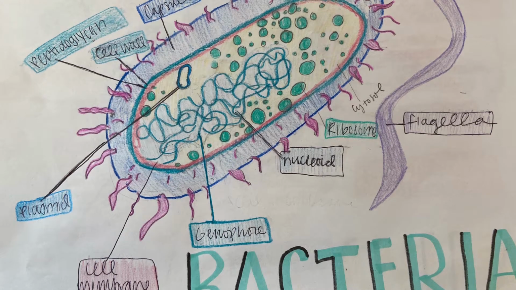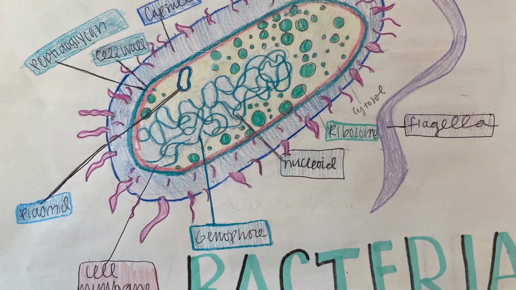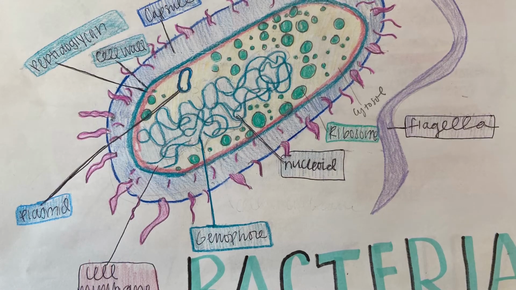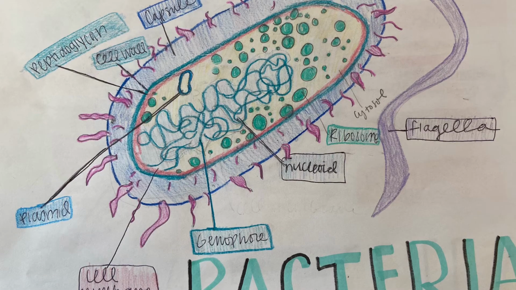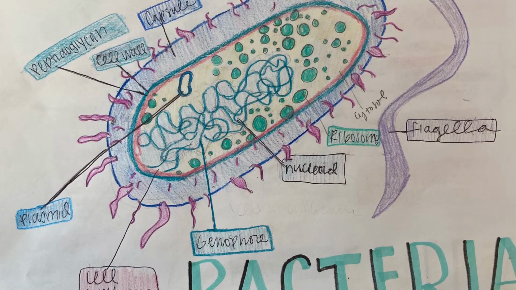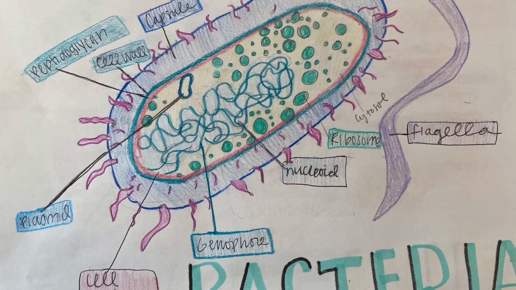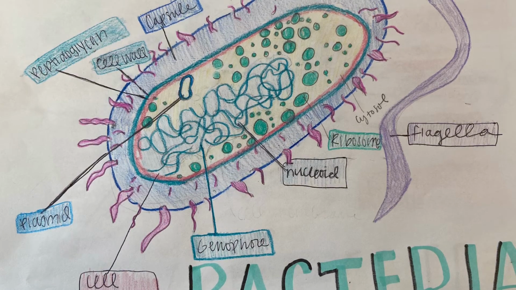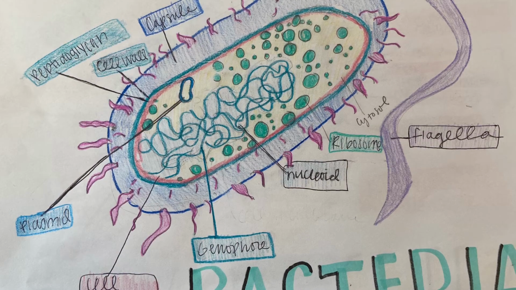And then we have our capsule, which is colored in navy blue, and the capsule can protect bacteria from engulfment by eukaryotes, and it enables better protection against disease. So it enables bacteria to be better at disease as an agent.